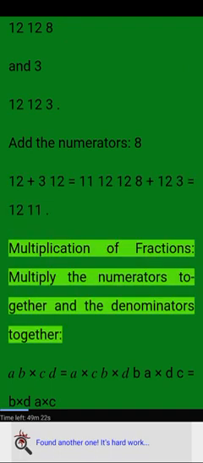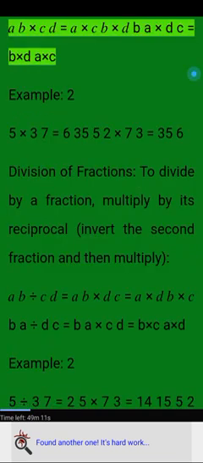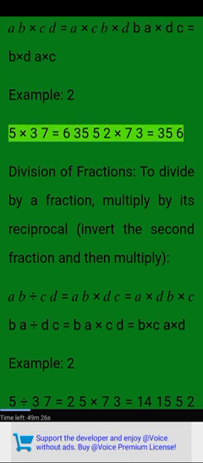Multiplication of fractions. Multiply the numerators together and the denominators together. a/b times c/d equals (a times c)/(b times d). Example: 2/5 times 3/7 equals 6/35.